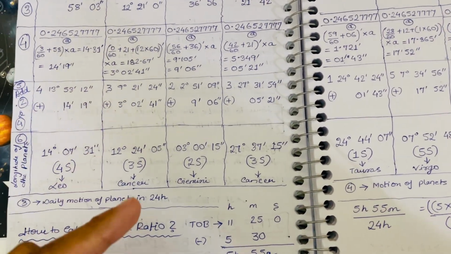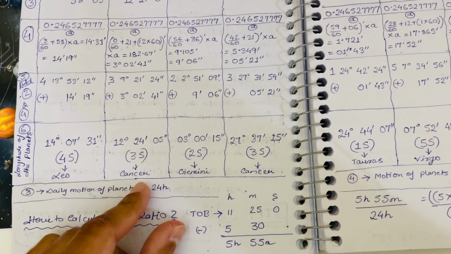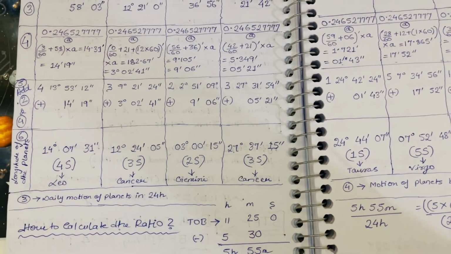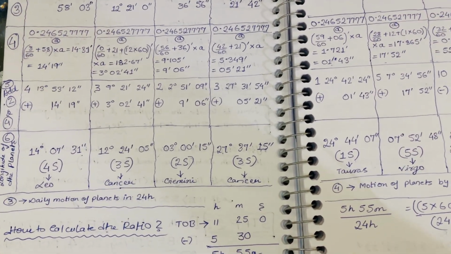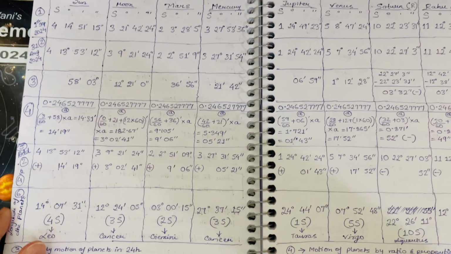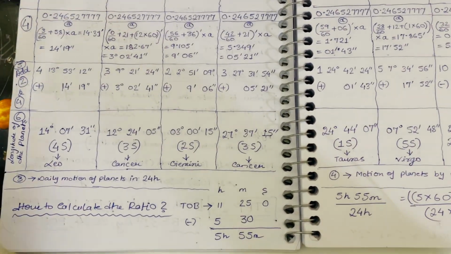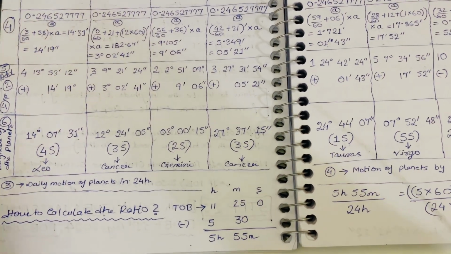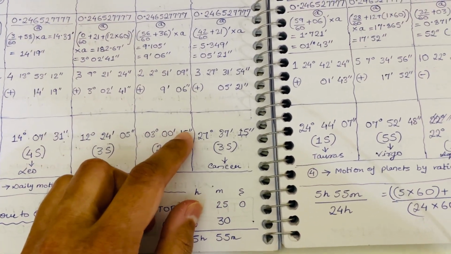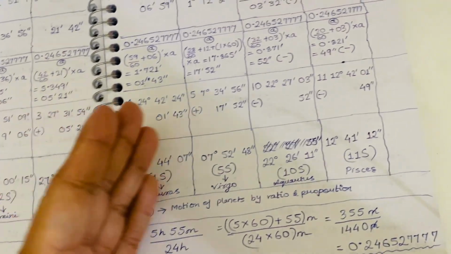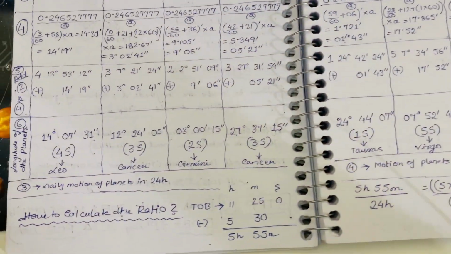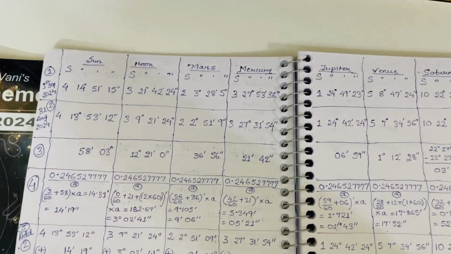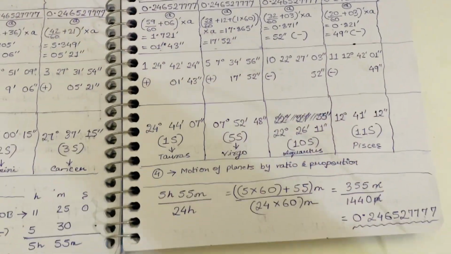Moon in the D1 chart is in the sign of Cancer, 3 signs passed, and the longitude of Moon is 12 degrees 24 minutes 05 seconds. Mars in the D1 chart is in the sign of Gemini, and the longitude of Mars is 3 degrees 00 minutes 15 seconds. Similarly, we now have the longitude of all the 8 planets from Sun to Rahu.